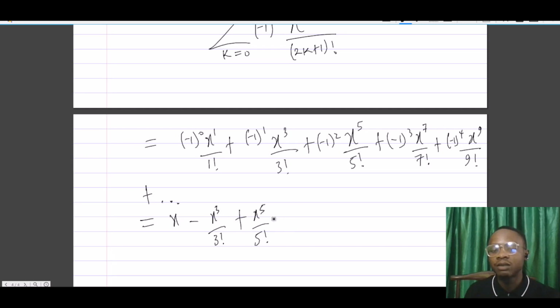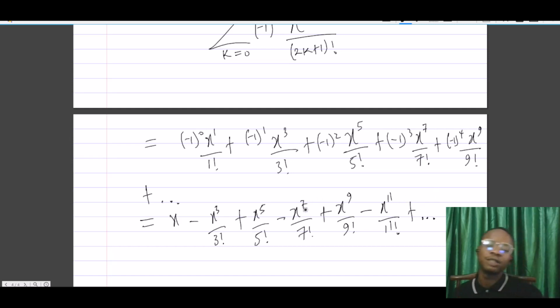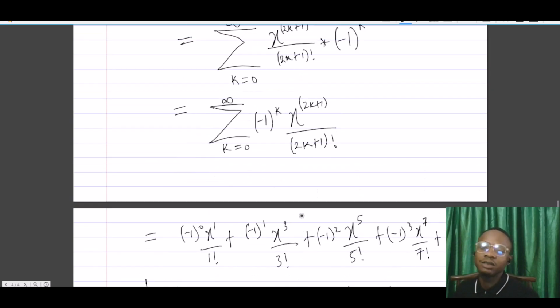This will be minus x to the power 7 over 7 factorial, and this will be plus x to the power 9 over 9 factorial. If we consider the next one to be minus x to the power of 11 over 11 factorial, and so on and so forth forever. So this will be the expansion of the function sine x about the point x equal to 0.